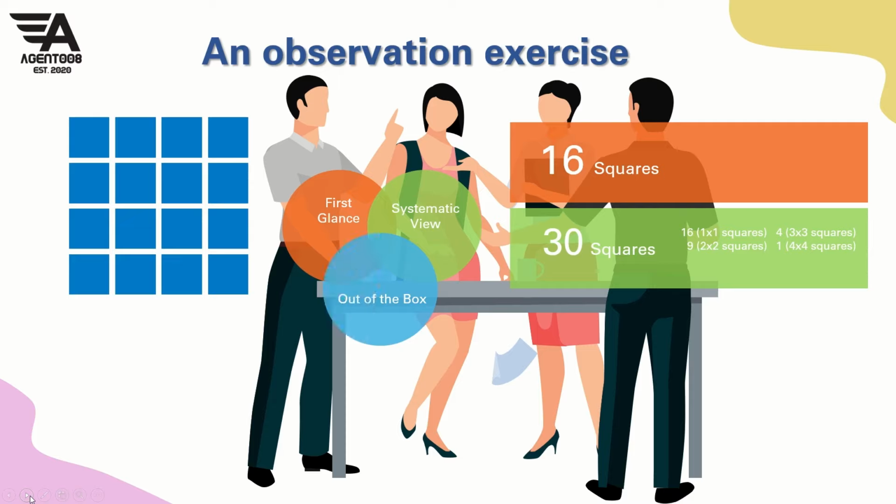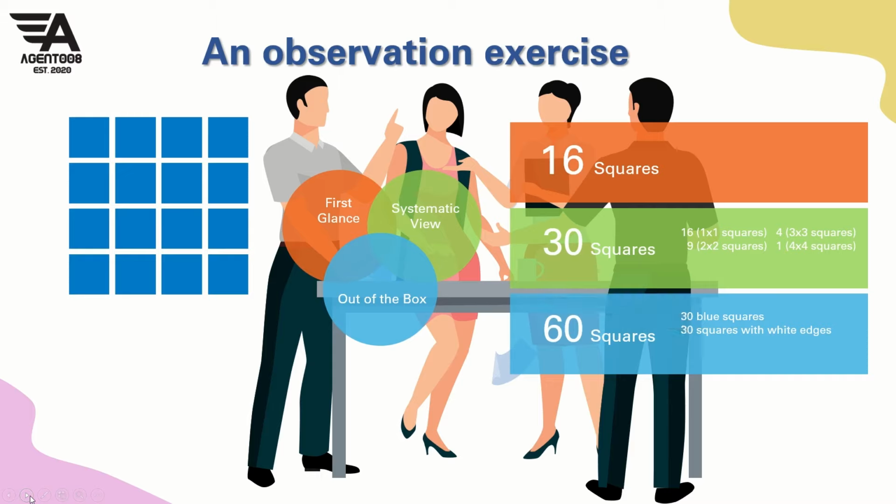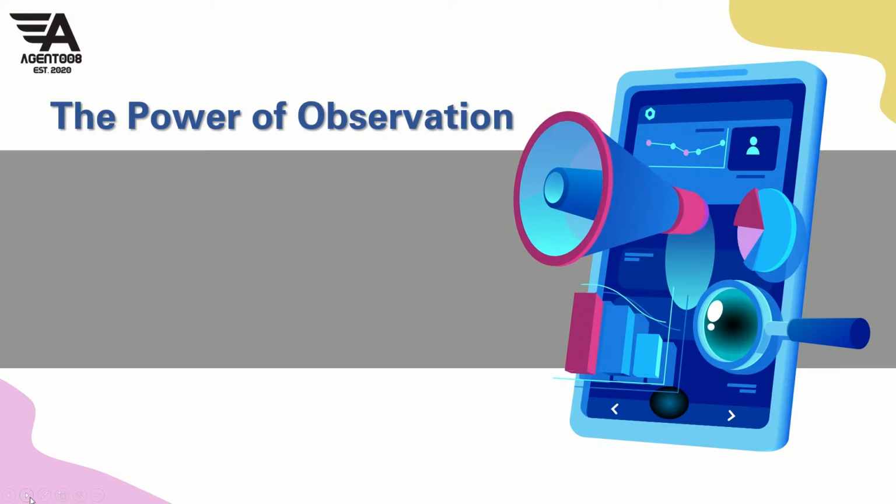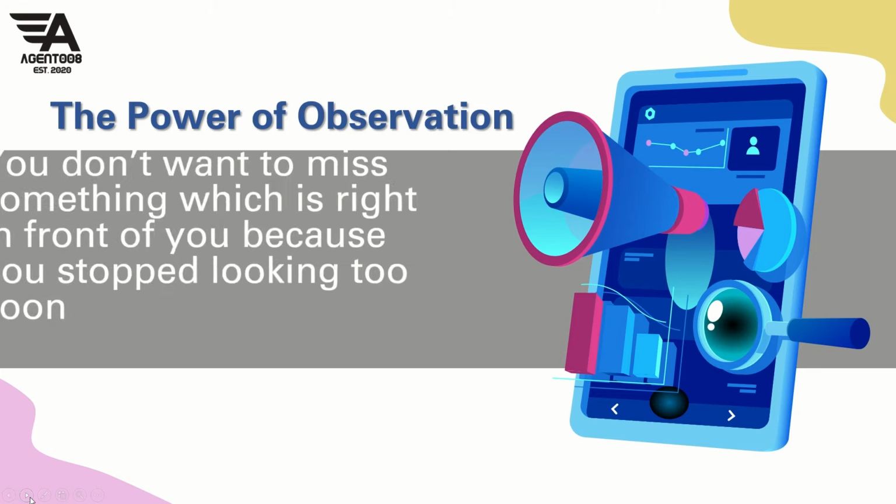But if you have your own vision and you are thinking outside of the box, which requires a bit of creativity to look at this structure, there are actually 60 squares. 30 are marked with the blue, and the 30 are marked with the white frames. So what's the power of this observation, and what's the purpose of having this exercise with you?